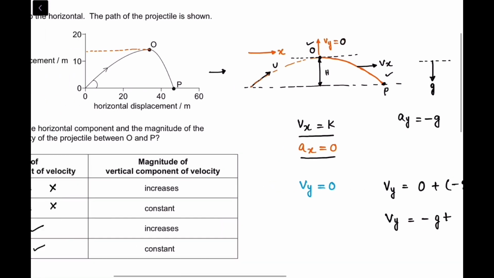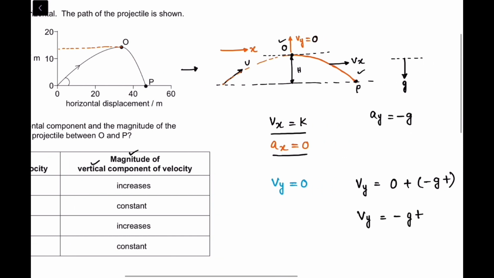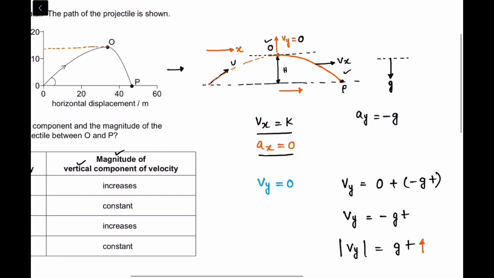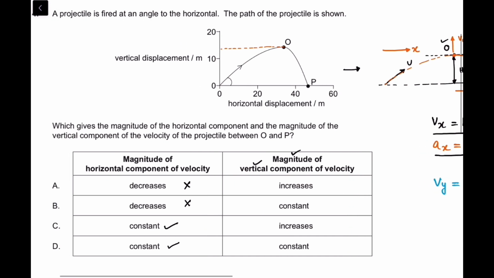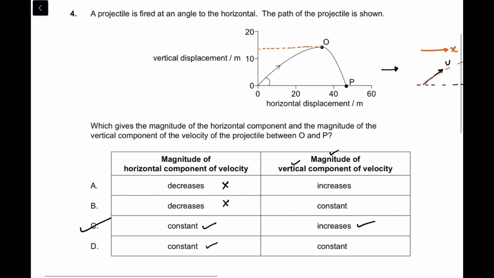But it's very important, they are asking the magnitude of the vertical velocity. The magnitude of the vertical velocity would be g times t. As the time is increasing, as it progresses further from the maximum height, Vy is increasing. So the vertical component of velocity would increase. So this option is correct. Option C is correct. It's a good question.